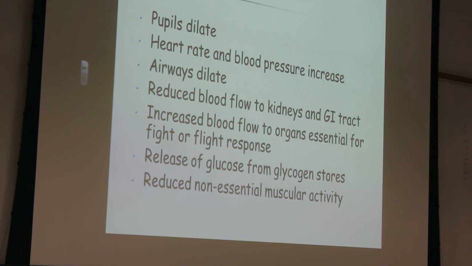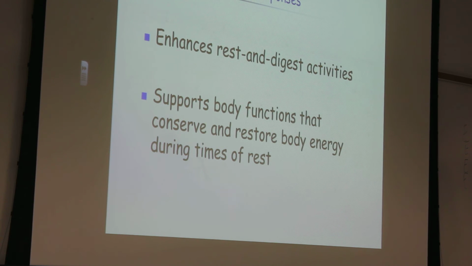All right, so we're pretty good there. I said release glucose from glycogen. We did that already. So that's good. Just know those few little things. So pupils get bigger, heart rate goes up, blood pressure goes up, more oxygen. What about the other side now, the parasympathetic stuff?